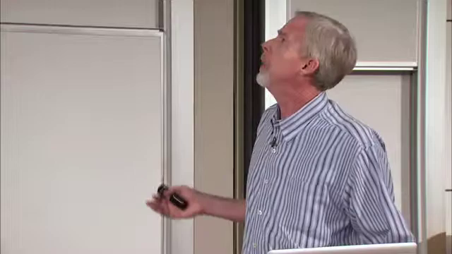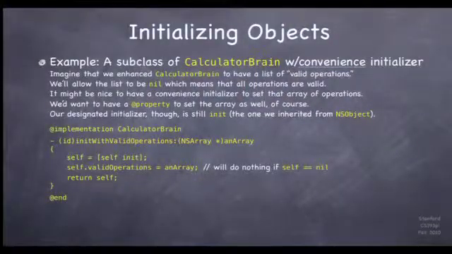All right, so here's another example. This is a subclass of calculator brain where it has a convenience initializer. This is not a new designated initializer. Calculator brain's designated initializer in this case is still init. Okay? So I've come up with this idea, what if we wanted to have our calculator brain be able to have an array of valid operations? Probably it should be a set, but let's say an array of valid operations. And so we want to have an initializer that says initialize with valid operations. But we're going to define our semantics that if they don't provide any valid operations, then we'll just assume all operations are valid. Okay, so that makes this a convenience initializer.